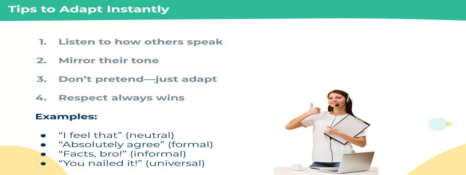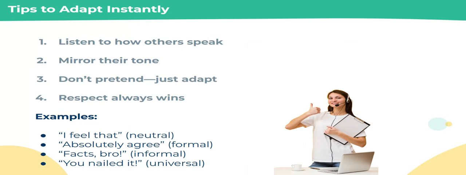Okay. Now we've got some tips to adapt instantly. Number 1, listen to how others speak. So when you're in a situation with another generation, they're talking in English, listen to how they speak. Number 2, mirror their tone. Number 3, don't pretend, just adapt. Number 4, respect always wins.